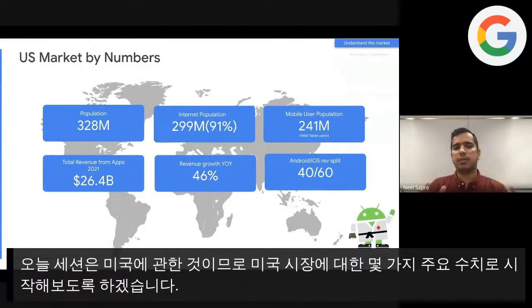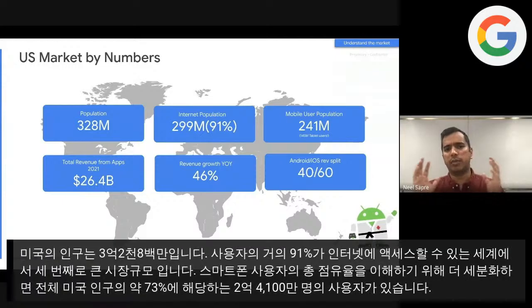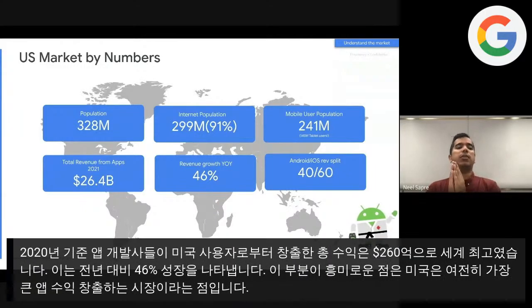As you can see, the population of the US is around 328 million, and this makes it actually one of the largest countries in the world. But what is more interesting is that the mobile user population is extremely massive, around 241 million. And the total revenue generated only from apps, not games, just apps, stands around $26 billion. That's massive. It's actually the largest in the world. And the most interesting point is the revenue year-on-year growth stands at 46%. So that's a very good sign.